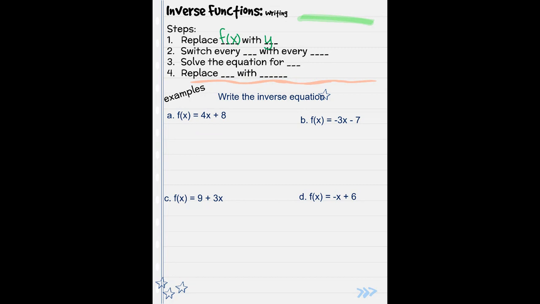Okay, so let's do step one on this example. So we have f of x equals 4x plus 8. So my first step says replace my f of x. So take this out and replace it with a y. So now we have y equals 4x plus 8. All right, now let's move on to step two. We're going to switch every x with every y. So what that means is that I am switching these two. So now this becomes x equals 4y plus 8.